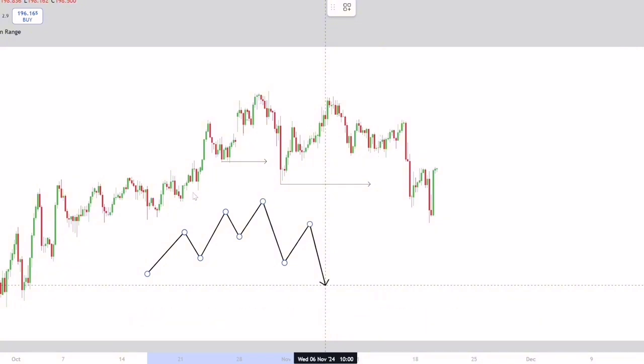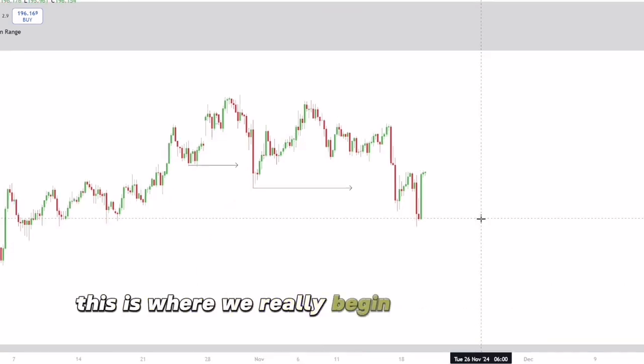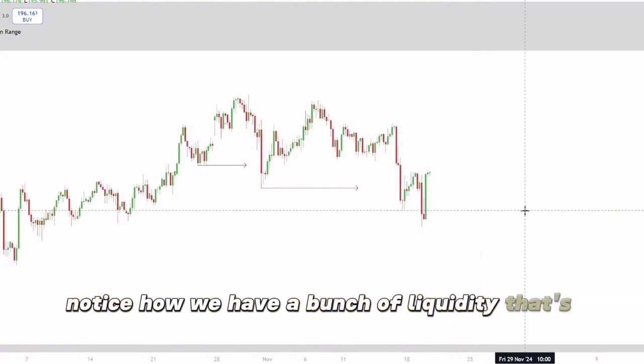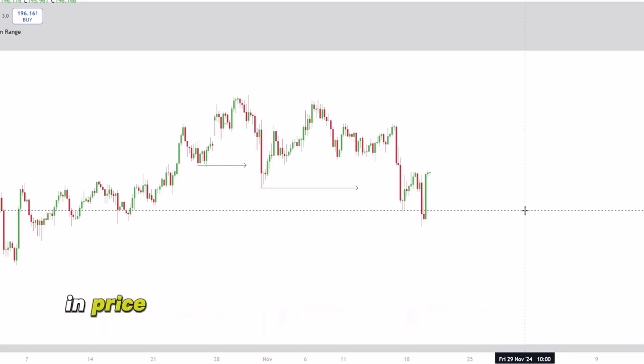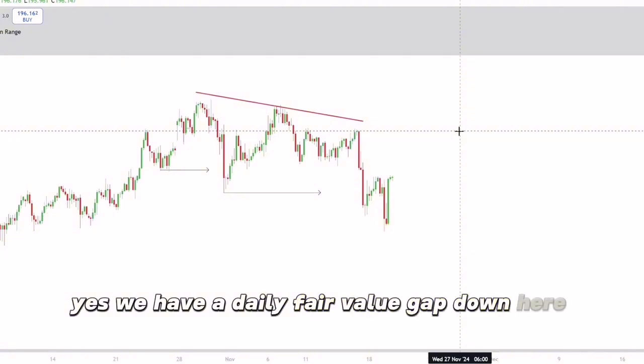market structure. Now, why do I still keep a bullish bias? This is where we go into ICT concepts even further, right? This is where we really begin to dive into ICT concepts. Notice how we have a bunch of liquidity that's forming over here. We've got massive trendline liquidity, as well as our daily fair value gap, and price will gravitate towards daily fair value gaps. Yes, we have a daily fair value gap down here.